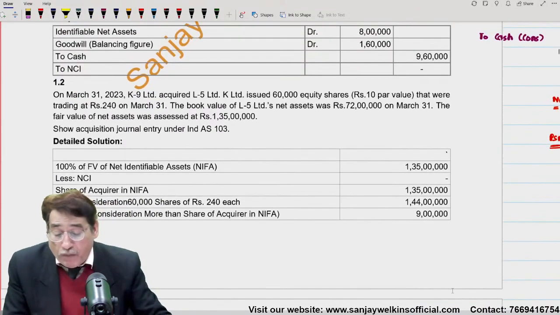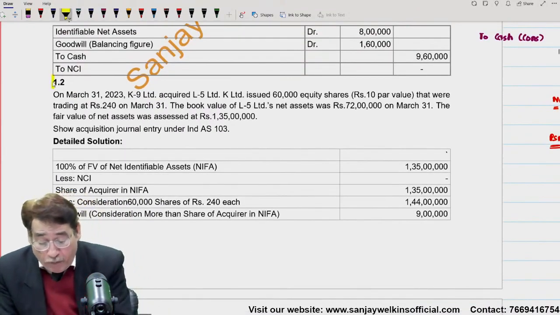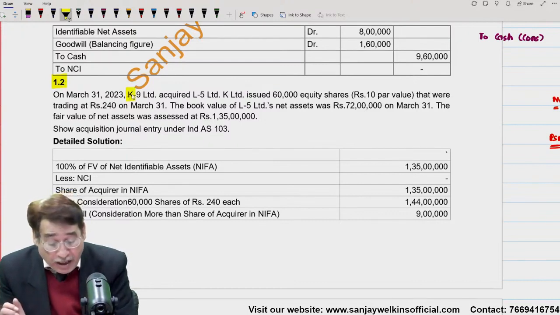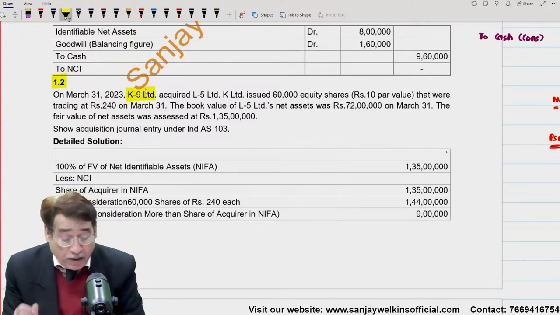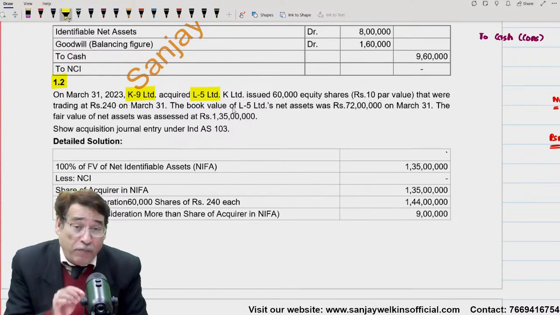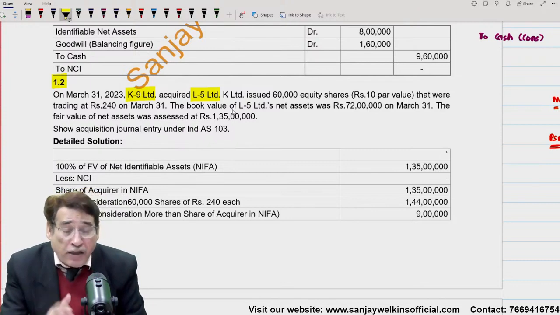In question number 1.2, what is given to us? In 1.2, it is given that on 31st of March 2023, K9 Limited, this time K9 Limited is the acquirer entity, acquired L5 Limited. L5 Limited happens to be your acquiree entity.